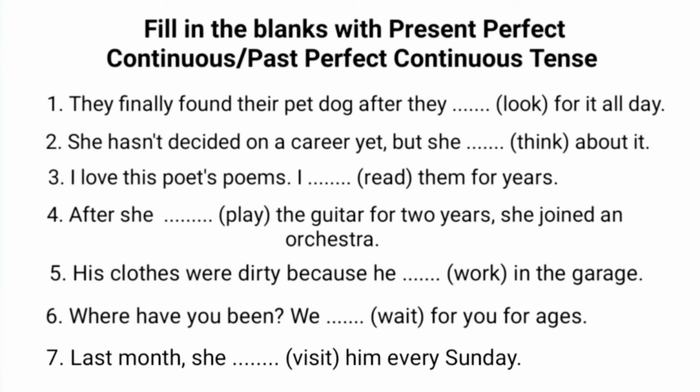Number 3, I love this poet's poems. I dash read them for years. Here, love this poet's poems is in present. So you can decide which tense to use. Yes, you are right. It is present perfect continuous. So the sentence is, I love this poet's poems. I have been reading them for years.